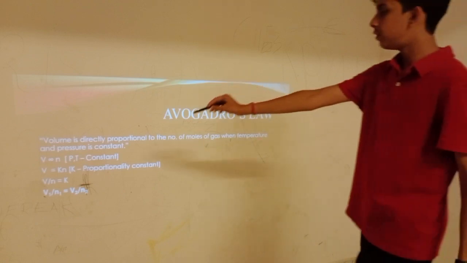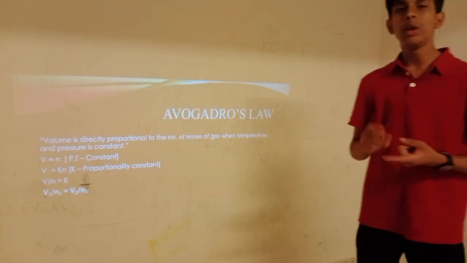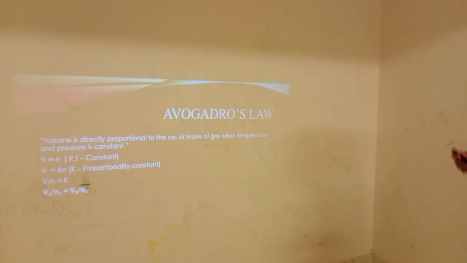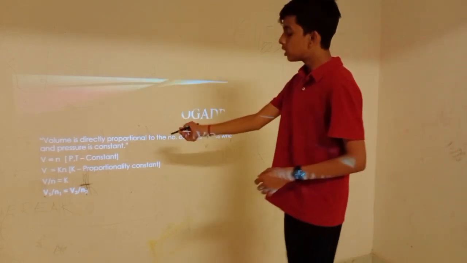Like the previous one, if the proportionality is simple, we take the equation and add a proportionality constant, which I have taken as k. So from here, we can derive that V equals k times n, where k is the proportionality constant.